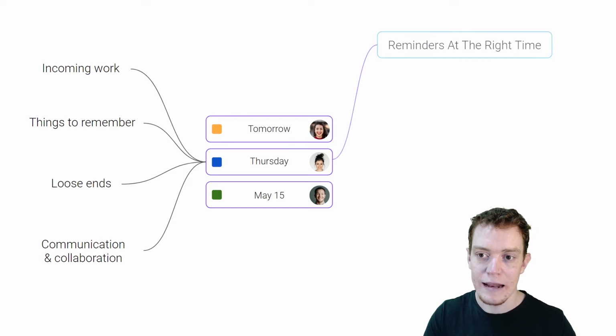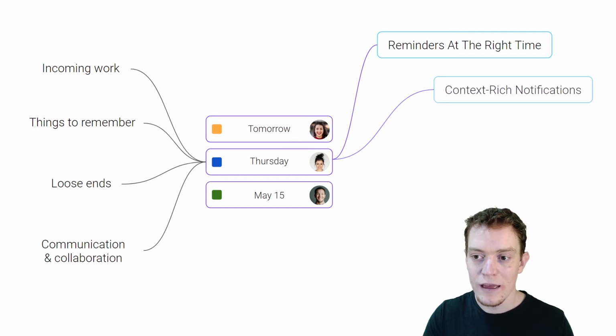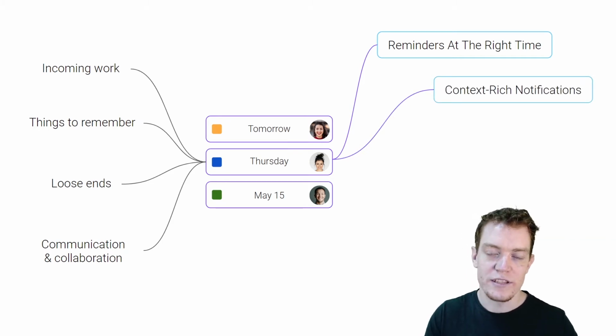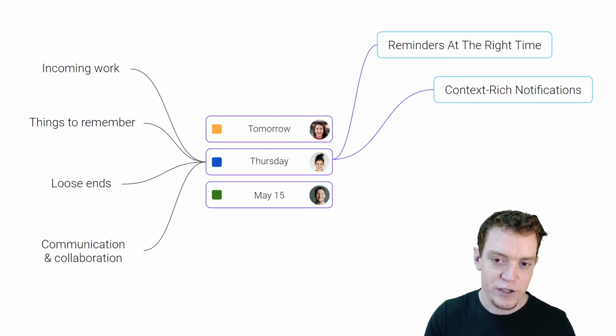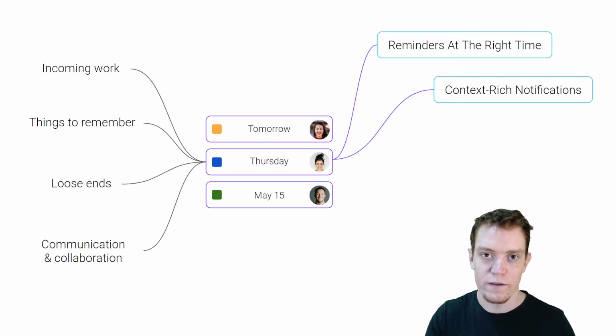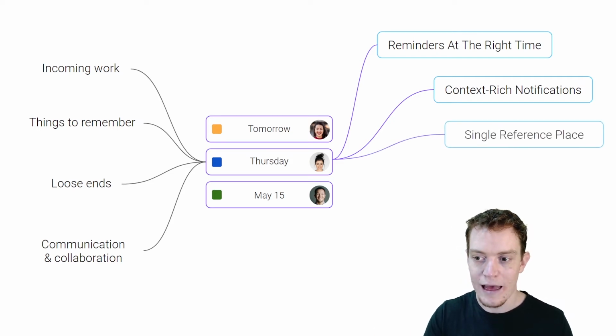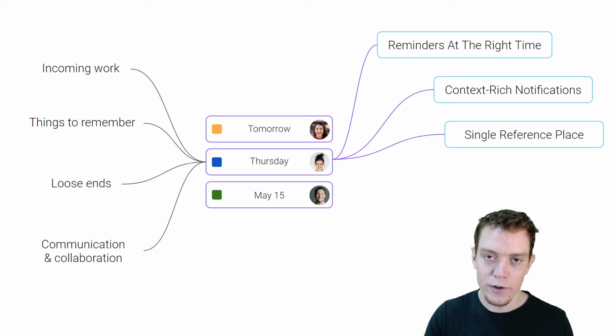From there, it gives you reminders at the right time so that everyone remembers to do what they need to do. Context-rich notifications, so not only can you see what you need to do, but you can see all the extra information about it, all the conversation that's happened about it, extra instructions that have been given, files that have been attached, all the information. It's all there, which gives you a single reference place. So if you need to find out information about the work that you need to do, the task, what the job is, and all the details, there's a single place you can go and look. And that cuts down so much time rather than having to go and search for information in lots of different places.